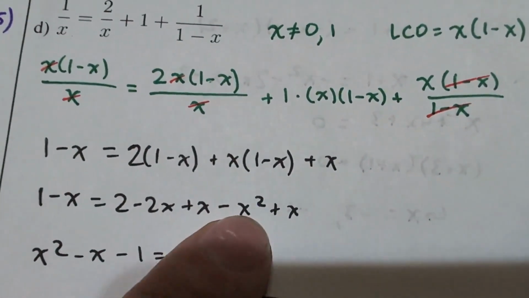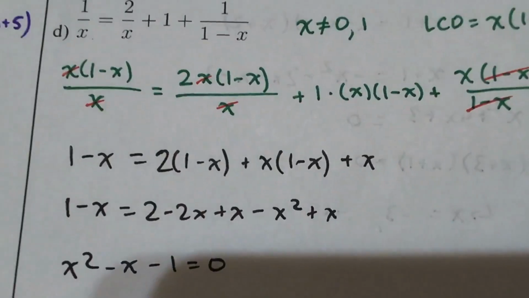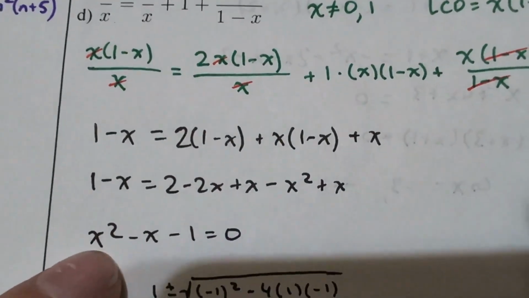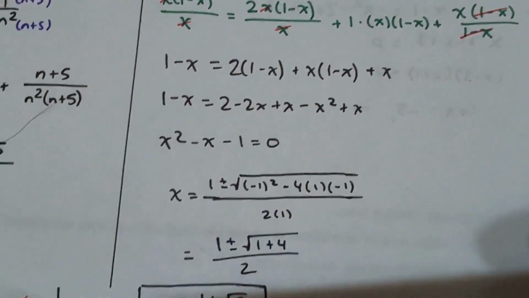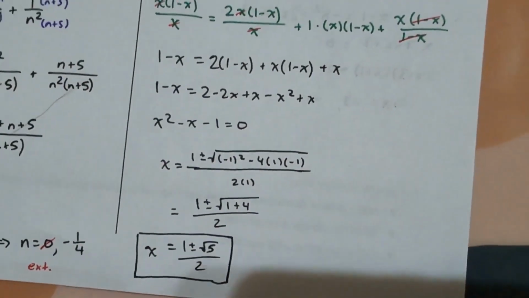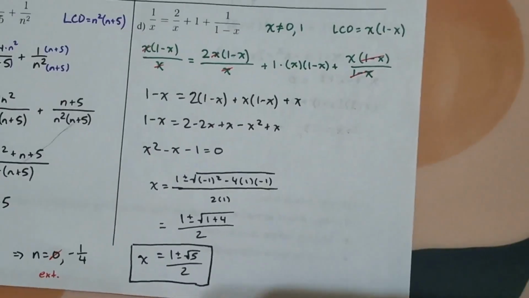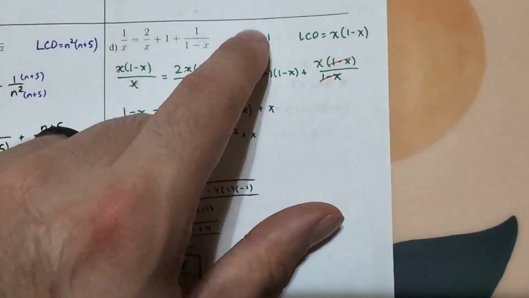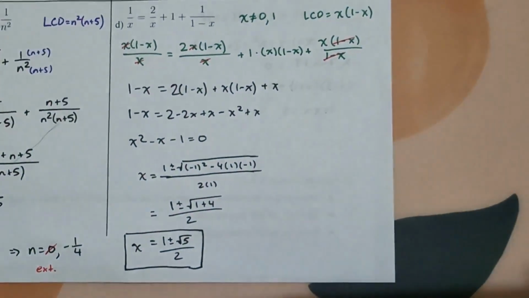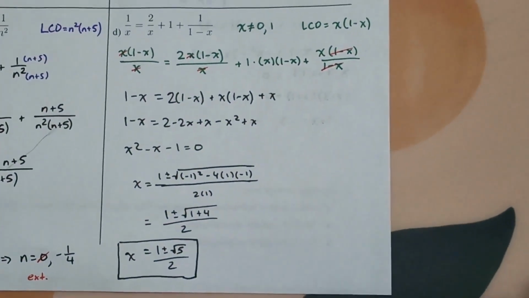I moved everything to the left here because that's going to help make that x squared positive. And then we get something that does not factor. So we can use our good old friend the quadratic formula, and that's going to help solve this one, and none of these answers are going to be equal to either of our restrictions. So both those answers should be legit.